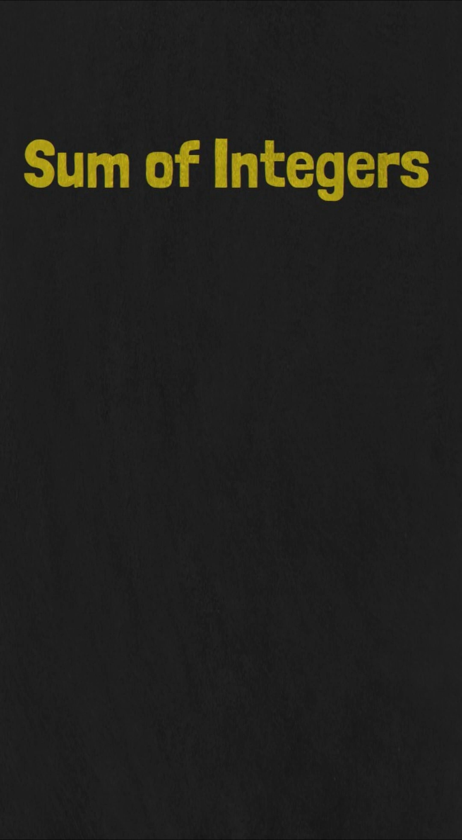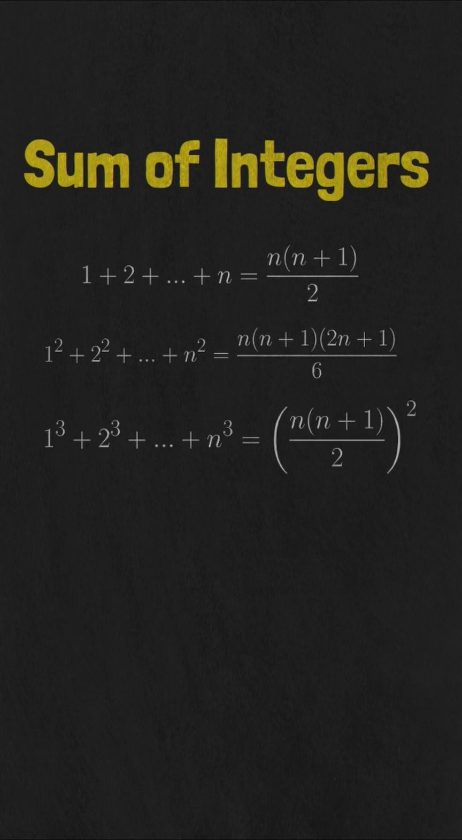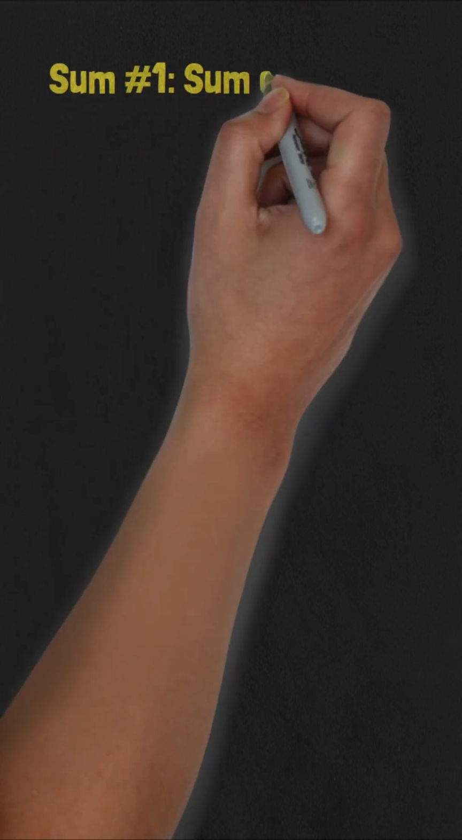I'm sure we've seen some of these formulas at some point, whether it's the sum of numbers from 1 to n, the sum of squares, or the sum of cubes. But where the heck do these formulas come from? Usually in math classes we prove this using something called induction, which requires a lot of calculation and is boring. So today we'll be providing visual proofs to these sums.